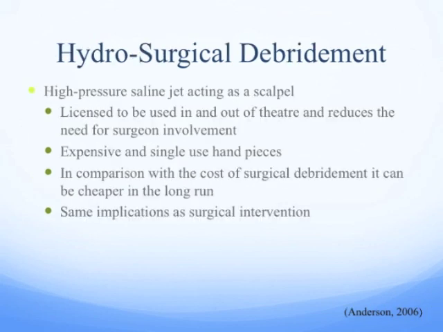Finally, hydrosurgical is another form of surgical debridement and is a high-pressure saline jet used as a scalpel and removes sloughy and necrotic tissue. Anderson explains this form of debridement is licensed to be used in and out of the theatre and reduces the need for surgeon involvement. The unit is very expensive and the handpieces are single-use, so recurring cost is necessary, but compared with the cost of surgical debridement, it can work out cheaper in the long run. This treatment type also has the same implications as surgical intervention for patients with vascular impairment or on immunosuppressant medications.